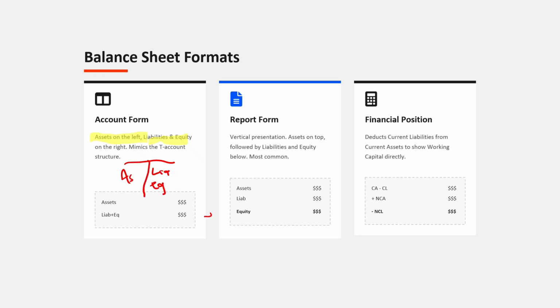Number two is the report form. This is the most common form that we all see on the exam. Also, if any of you work in the tax business or with clients, this is the one the accounting software prints out. And the third option is the financial position form. This one is more used under IFRS, International Financial Reporting Standards. Basically, this one starts with calculating the net working capital and emphasizes liquidity and solvency. This is less likely to appear on the exam, but sometimes they want you to do conversions between international standards and GAAP.